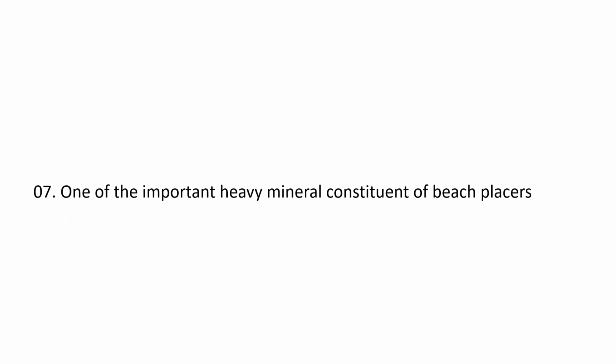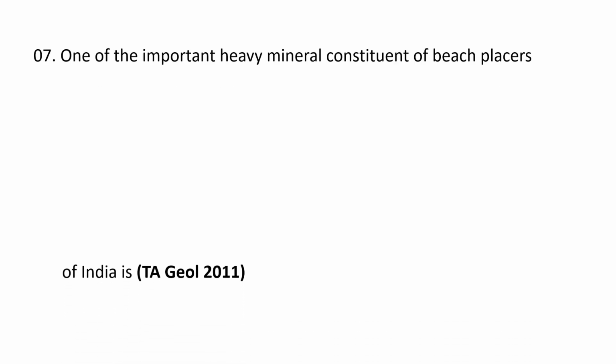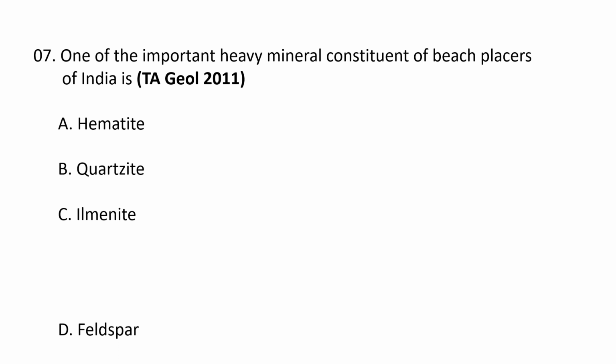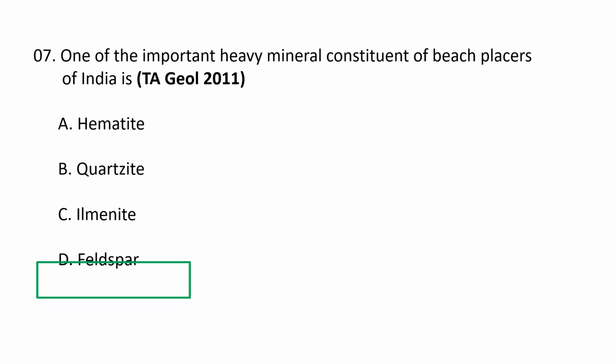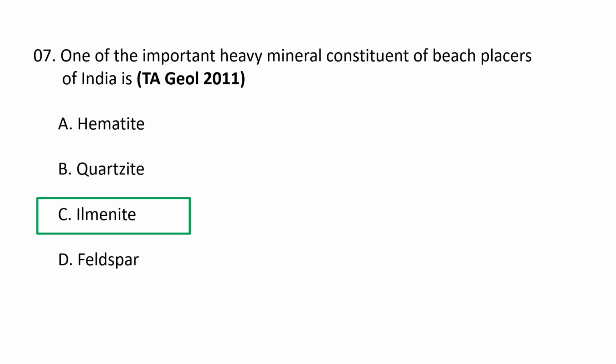Next question. One of the important heavy mineral constituents of beach placers of India is A. Hematite, B. Quartzite, C. Ilmenite, and D. Feldspar. Obviously, ilmenite is the heavy mineral constituent of beach placers in India. It is commonly found along the coastal stretches of the country, particularly in states like Kerala, Tamil Nadu, and Andhra Pradesh, where significant beach placer deposits exist. So C. Ilmenite is the correct option.